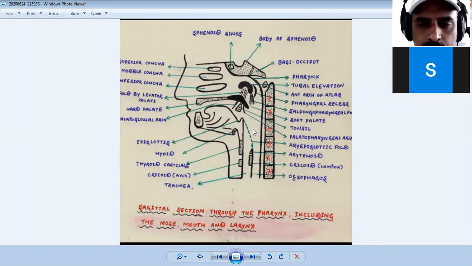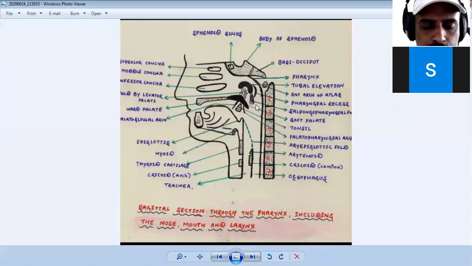So this is all about the boundaries, attachments, and relations of the pharynx. What I have told: the boundaries, superior, inferior, posterior, and anterior. Then I have told what the pharynx is attached to on each side, and the communications. Then I have told that the pharynx is related on either side to the styloid process and the muscles attached to it, common carotid, internal carotid, external carotid, and the vagus nerve.